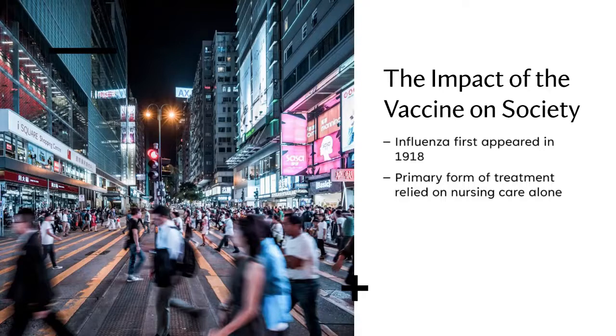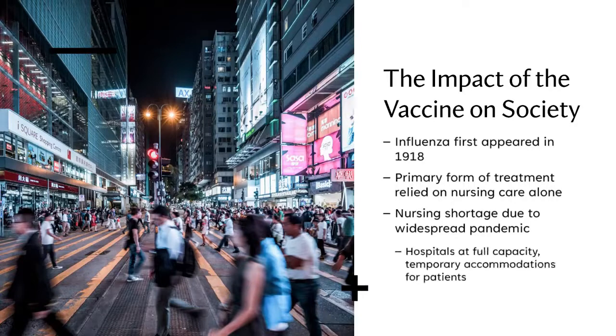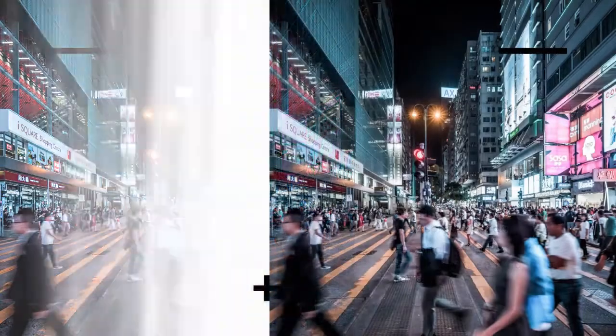No vaccine existed yet. Due to how widespread this pandemic had become, there was a shortage of nurses. Hospitals were at capacity, and temporary accommodations were made to treat the large number of sick individuals. Schools, churches, and warehouses were even converted into emergency treatment centers.